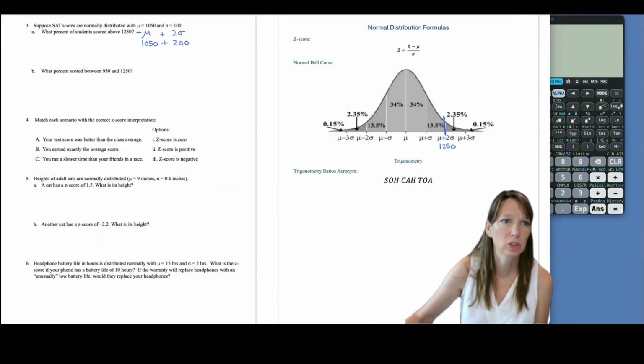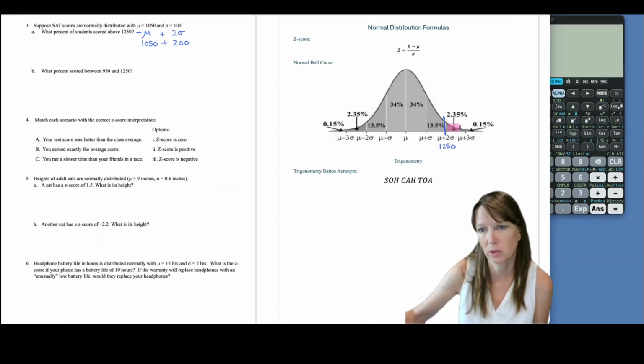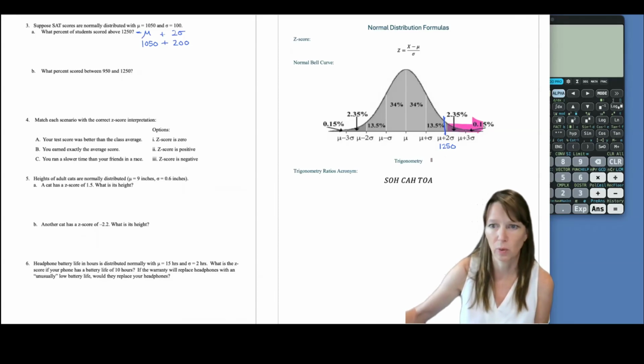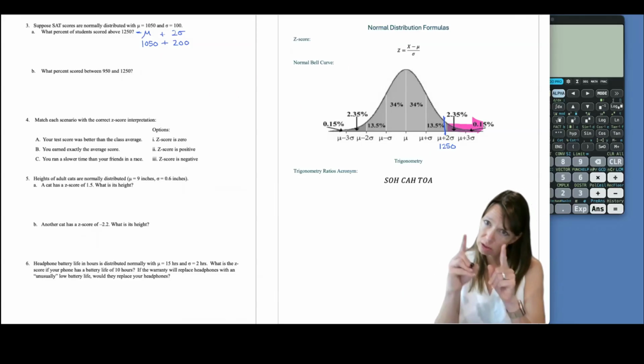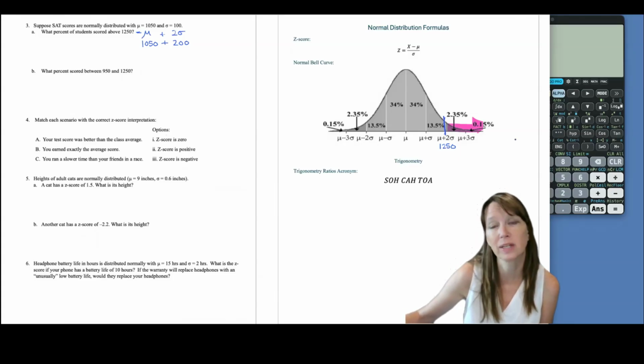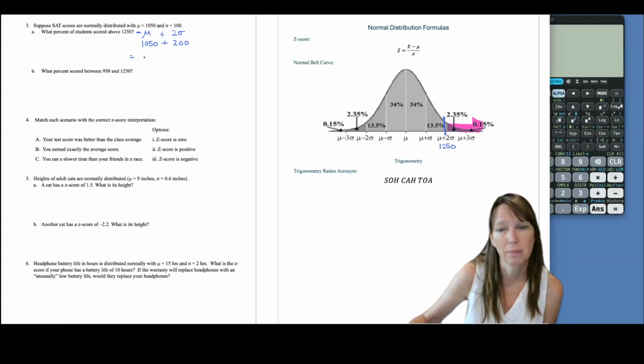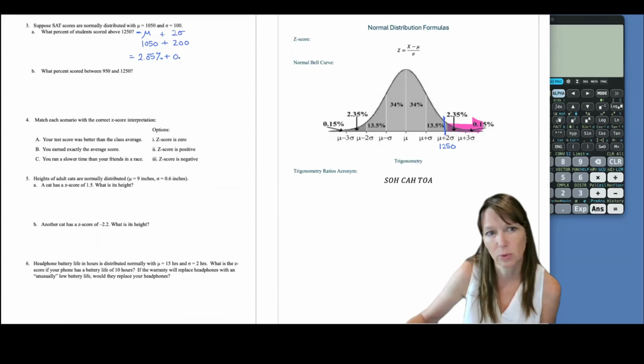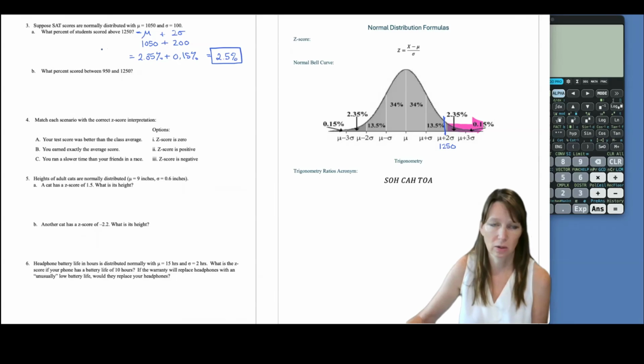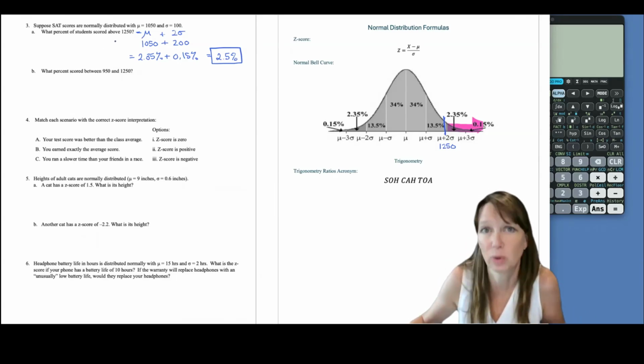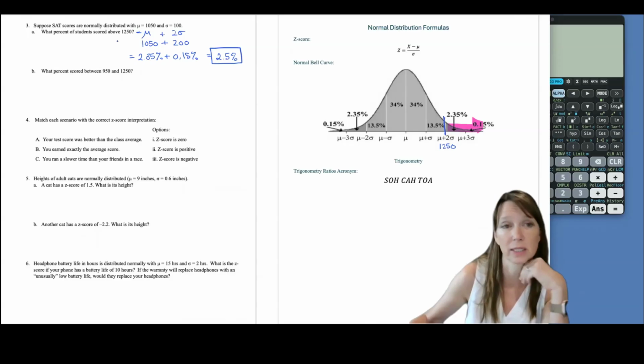So what percent of students scored above 1250? I am looking for every data point to the right of that. So we can just add up those two sections from 2 to 3 and then 3 to infinity. That would end up being our 2.35% plus 0.15% equals 2.5%. So only 2.5% of the data falls above this student score of 1250. So they did better than 97.5% of students, or 2.5% did better than that.